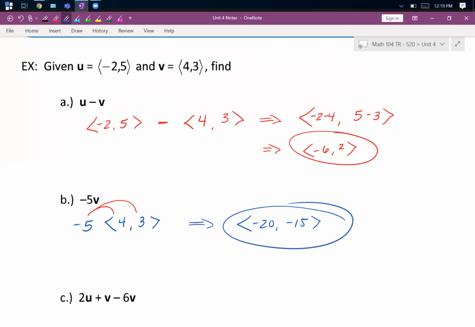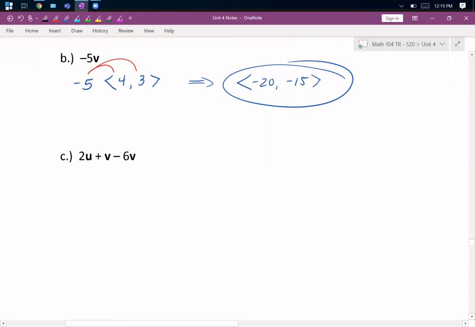In part C, I'm combining the idea of addition and multiplication. Order of operations continues to rule the math world, so we'll follow order of operations. Since we have multiplication, addition, and subtraction happening, we'll do the multiplication first. We're going to have 2 times vector u plus vector v minus 6 times vector v.